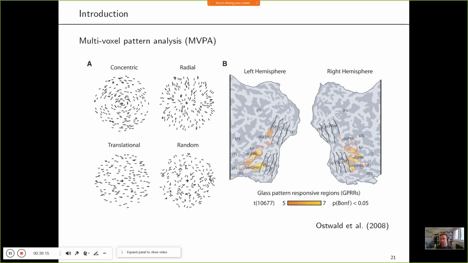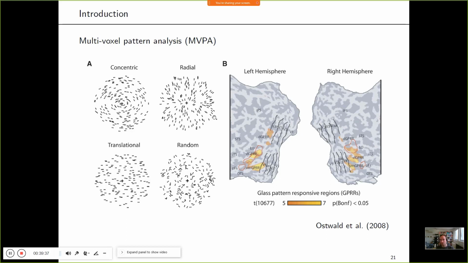You can also use Gabor patches for that, but at that point, for some reason, the person I was working with didn't want to use Gabor patches anymore, but wanted to use these Glass patterns. You can see here this concentric pattern, here a radial pattern, here a translational pattern, and here a random pattern.